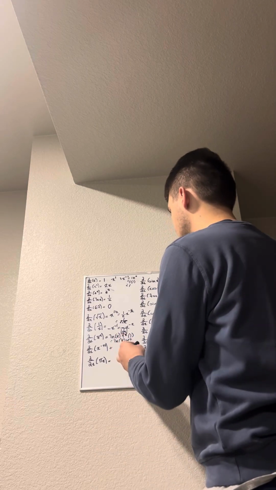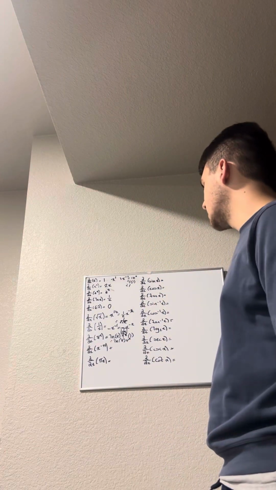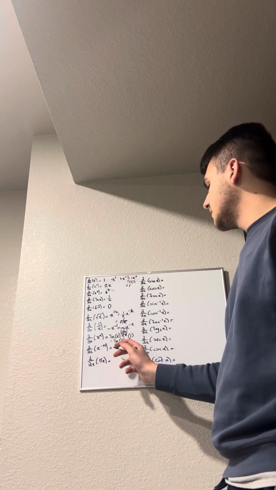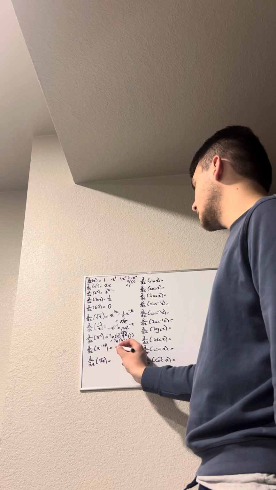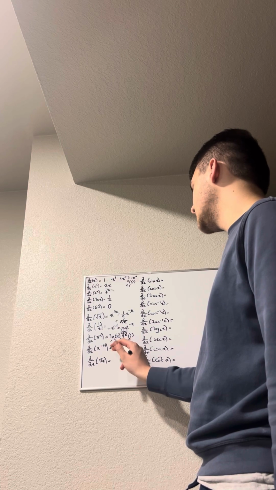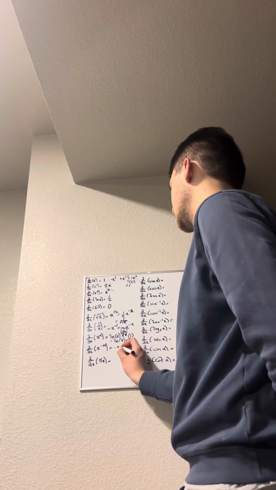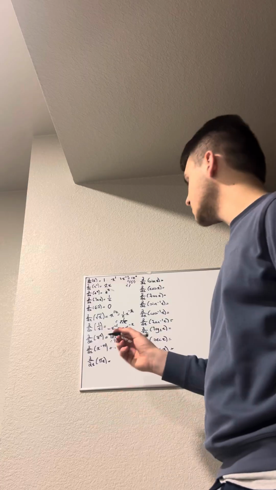Just rewrite it as an exponent. And then the derivative of x to the power of negative 99, so again, applying the power rule, you'd bring down the negative 99. So you do negative 99x, and then you do negative 99 minus 1, which just gives you negative 100.